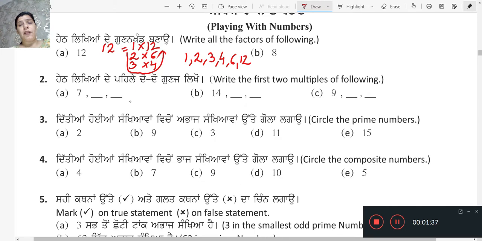Similar is the second part. You have to write the factors of 8. So first of all, I will write 8 as 1 multiplied by 8. Then after 1, 2, it is divisible by 2. So 2 multiplied by 4.